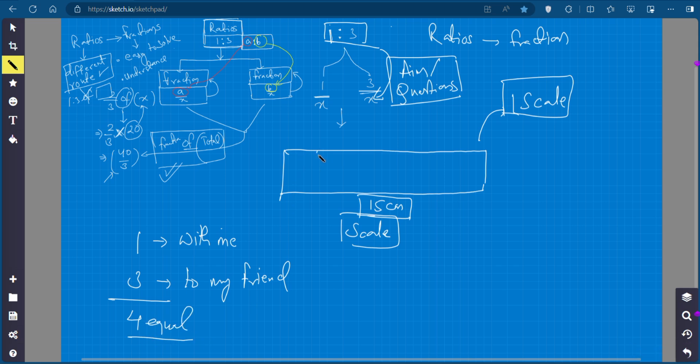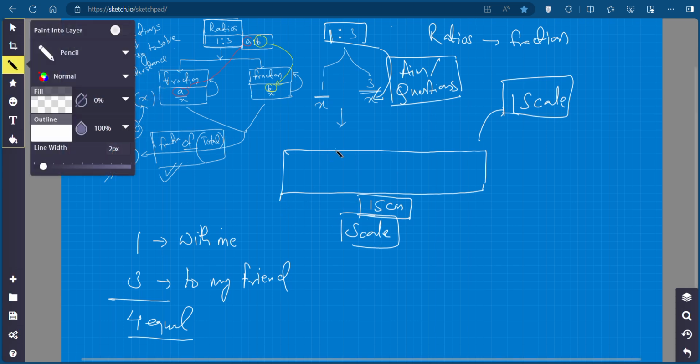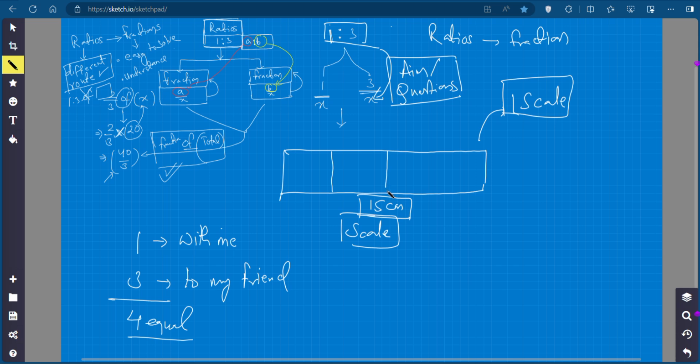Let's break 1, 2, 3, and 4. Well, this does not look like 4 parts. Okay, this is 1, this is 2, 3, and 4. Let's say these are 4 equal parts. Now from here to here I have 4, so total 4 parts.